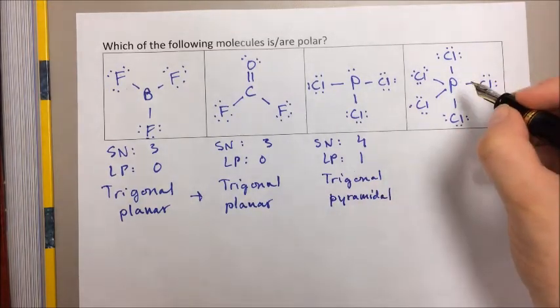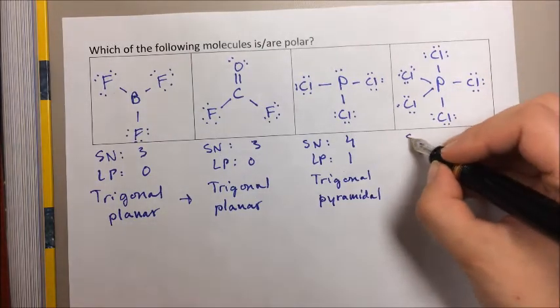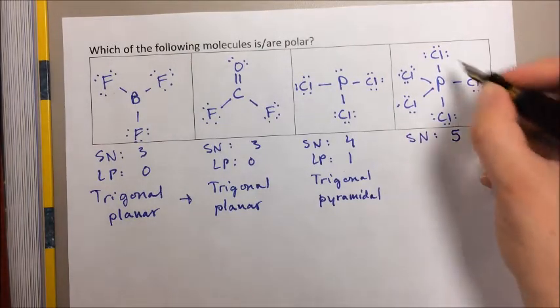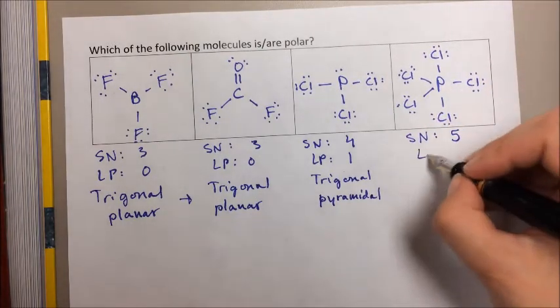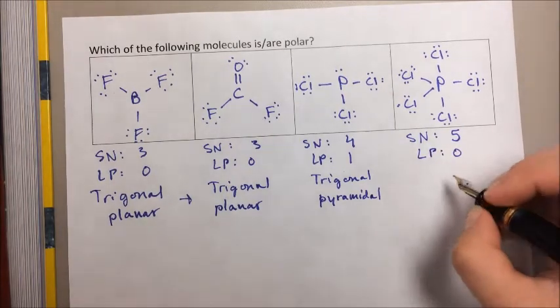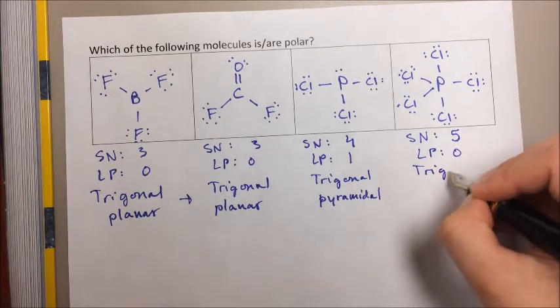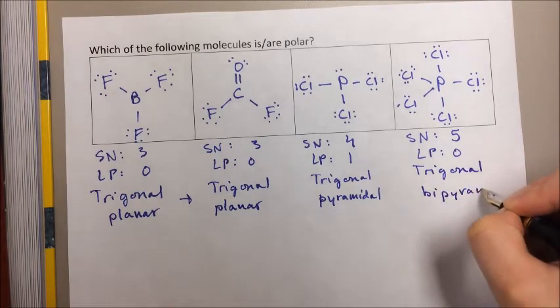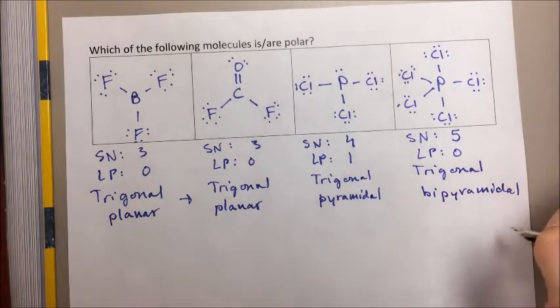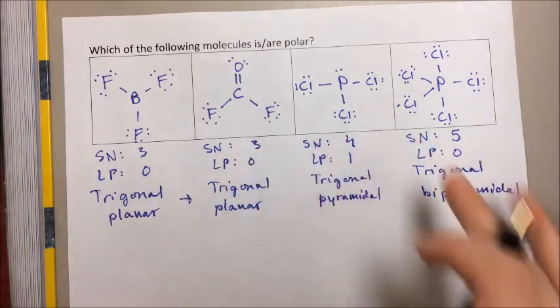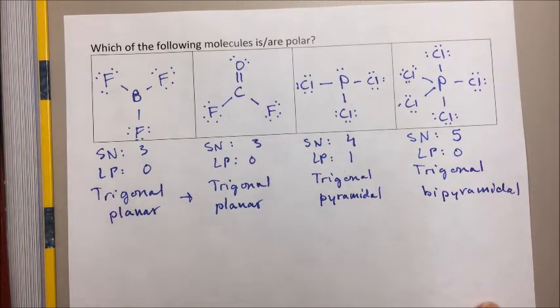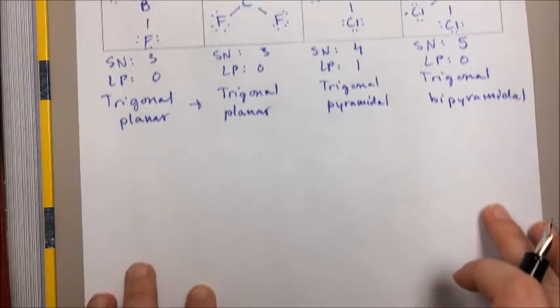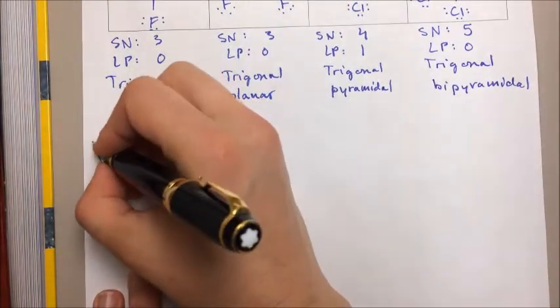And finally, we've got our PCl5. Steric number in this case is 5. There are 5 atoms bound to the central atom, no lone pairs, so we're in a trigonal bipyramidal geometry. So now that we know what the shape of these molecules are, the next thing we should check for are polar bonds. We need to do our delta chi check.